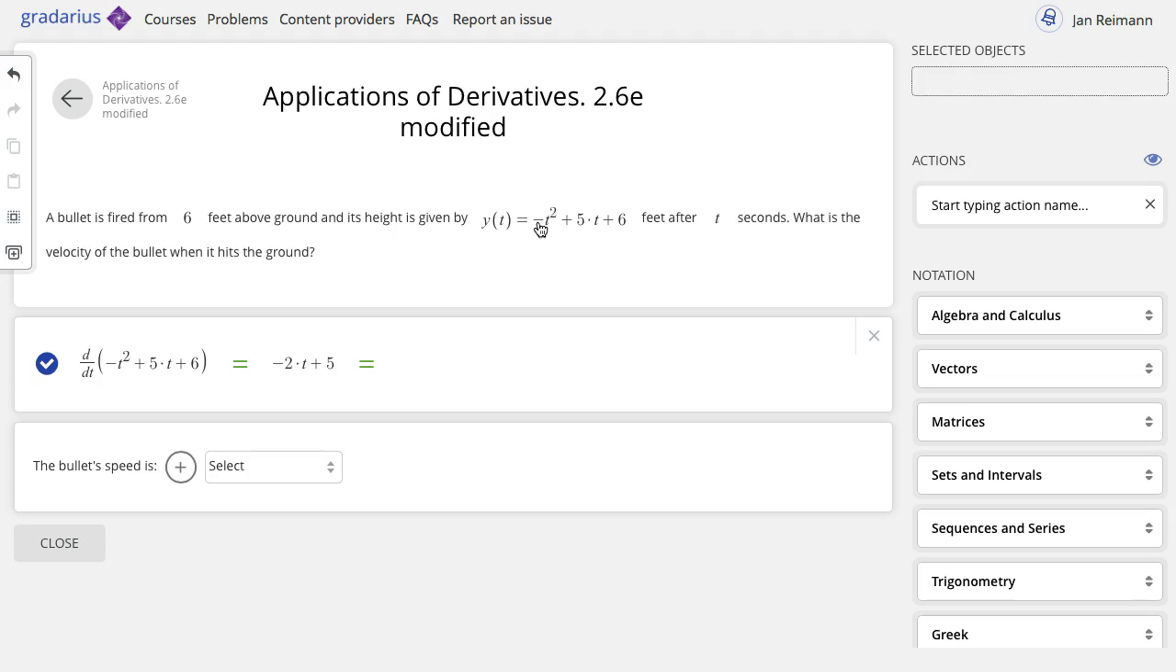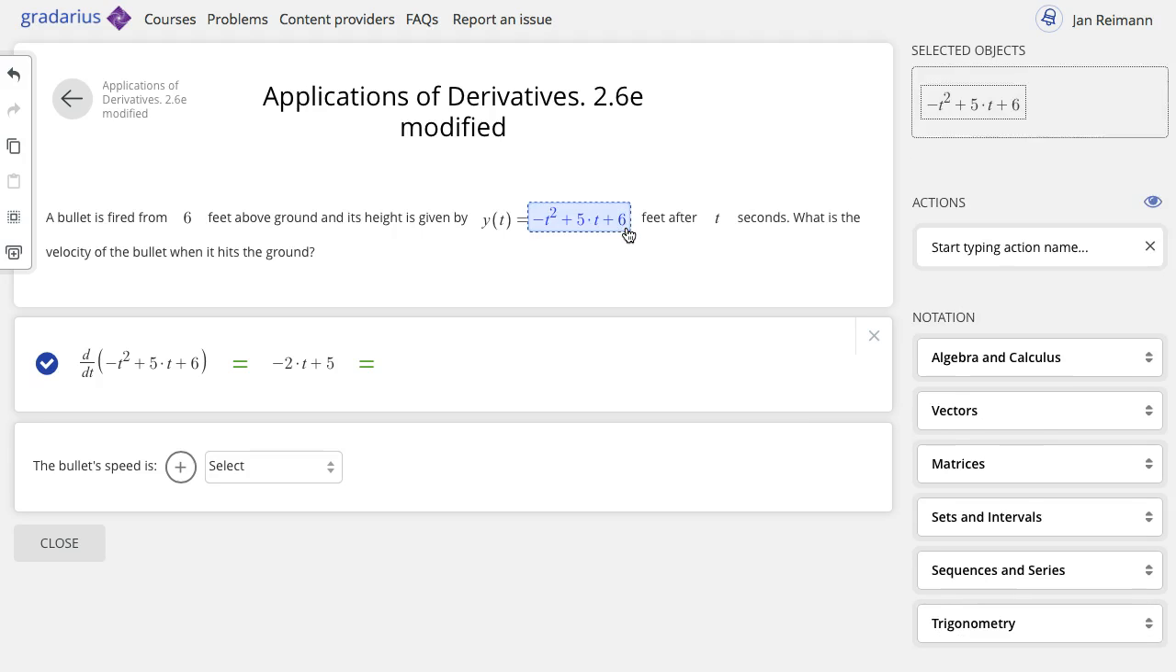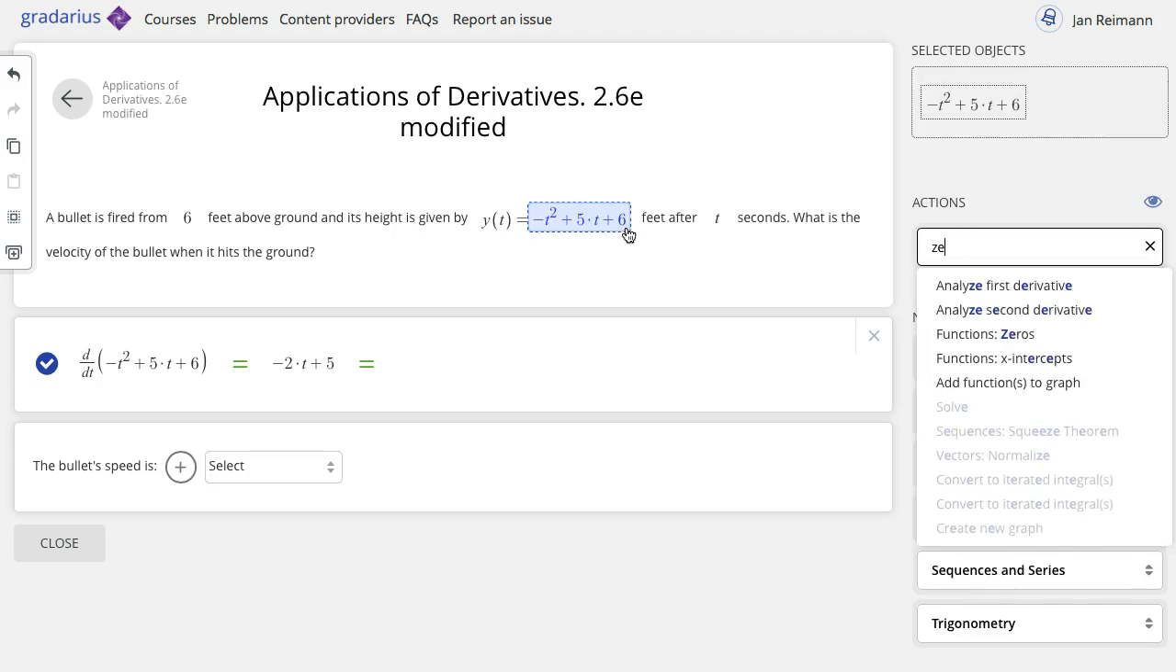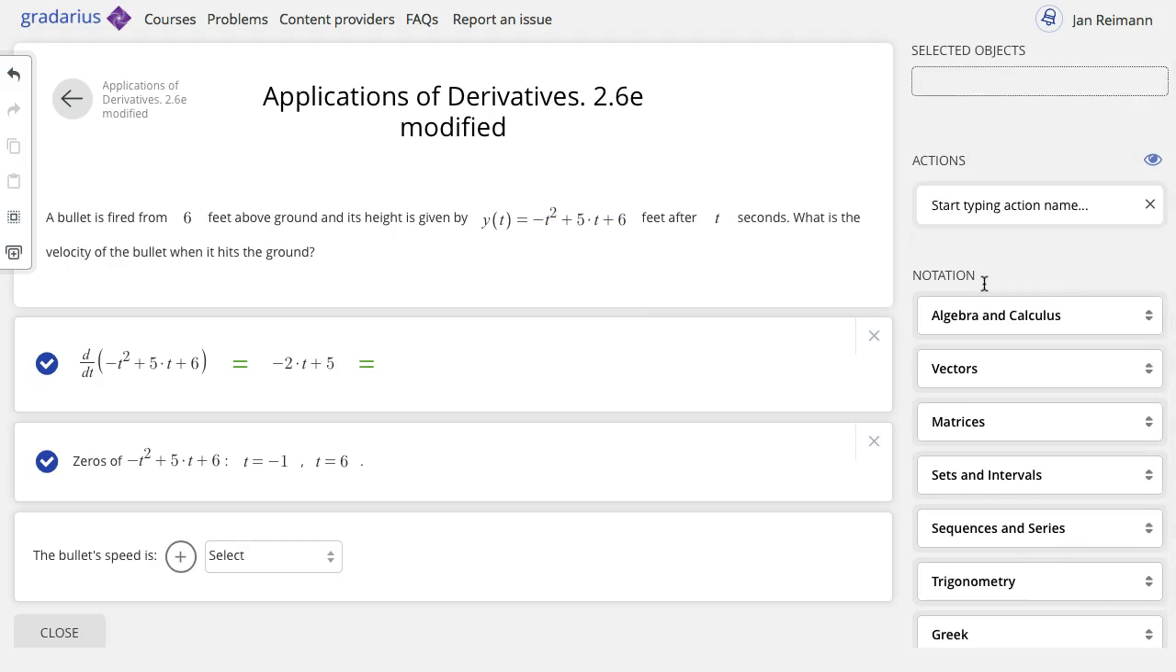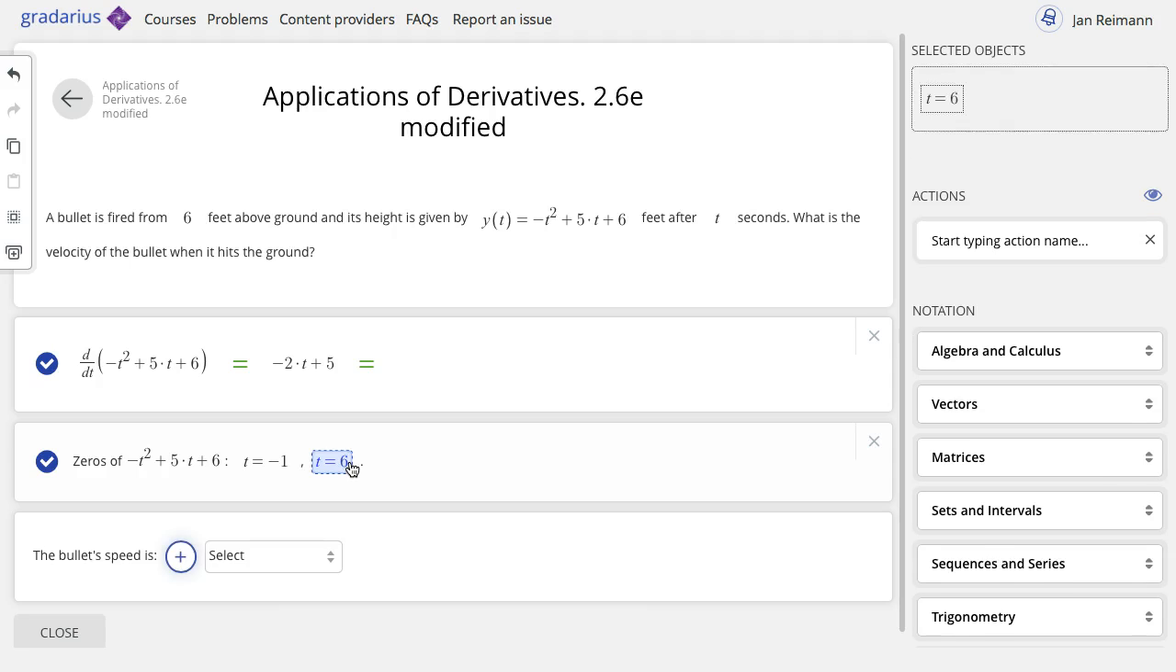And again, there's a very nice action available. If you just select this and then type 0, you can select this action zeros and it will automatically solve this equation for you. So compute the zeros of this function. That's very nice. So we now have two values, t equals -1 and t equals 6. But t equals -1 is negative time, which we can exclude because our time starts at 0 here, when the bullet is fired at 6 feet above ground. So t equals 6 is our value. That's the one that we use.